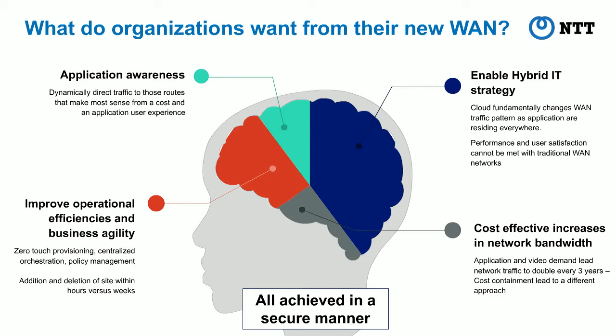It's really all about enabling a hybrid IT strategy as we move more and more to cloud. Cloud is fundamentally changing network traffic patterns, and to ensure good application performance, you really need to think that the traditional MPLS-based WAN just doesn't cut it anymore. As you move to the bottom right, closely aligned to enabling the hybrid IT strategy, we have an insatiable demand for bandwidth.